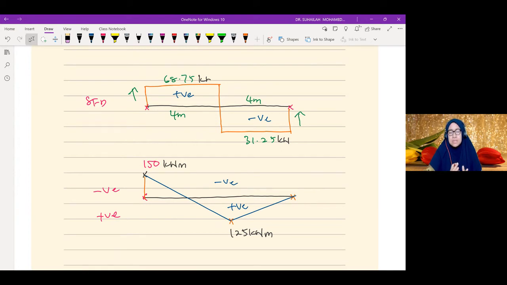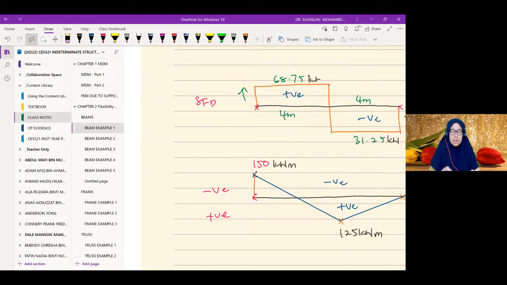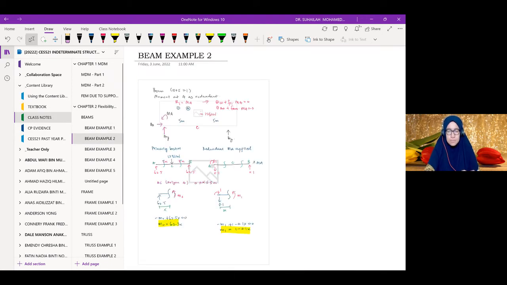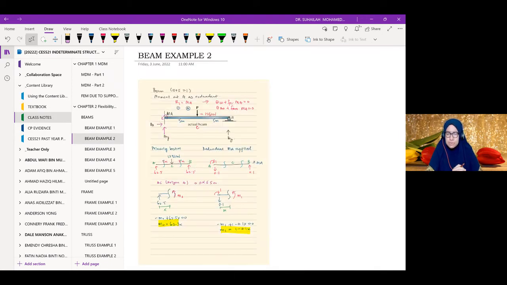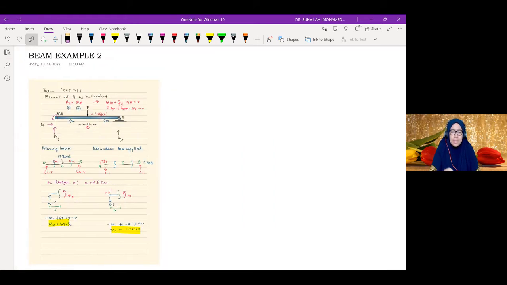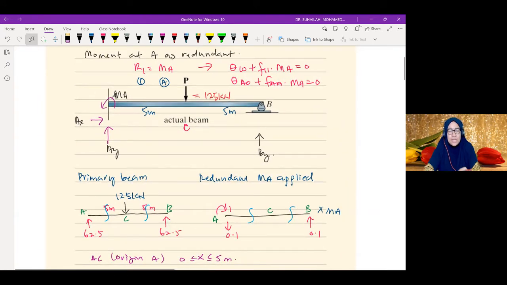So this is the shear force diagram and bending moment diagram. Okay, so now we move to beam example 2. The same beam, but this time I choose MA as the redundant. I also change the P value and the length value, even though I still use the same beam.